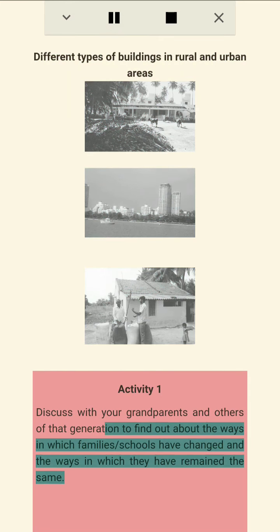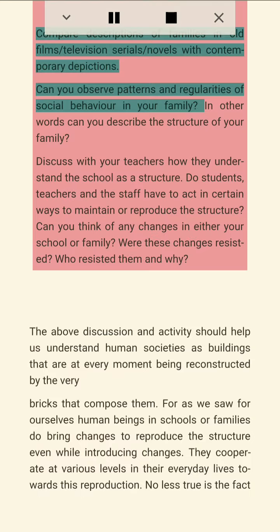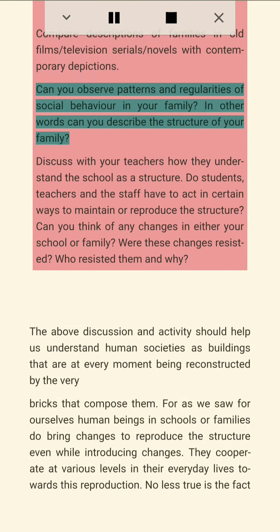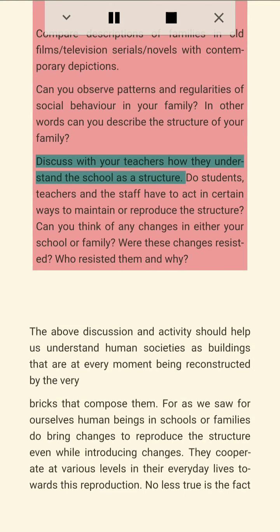Activity 1. Discuss with your grandparents and others of that generation to find out about the ways in which families and schools have changed and the ways in which they have remained the same. Compare descriptions of families in old films, television serials, and novels with contemporary depictions. Can you observe patterns and regularities of social behavior in your family? In other words, can you describe the structure of your family?